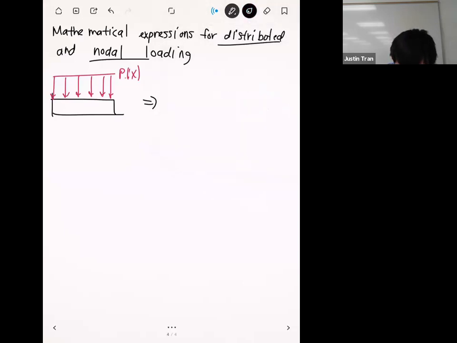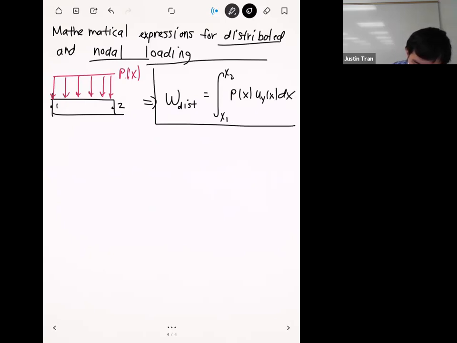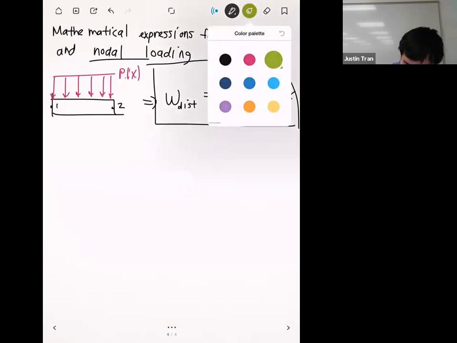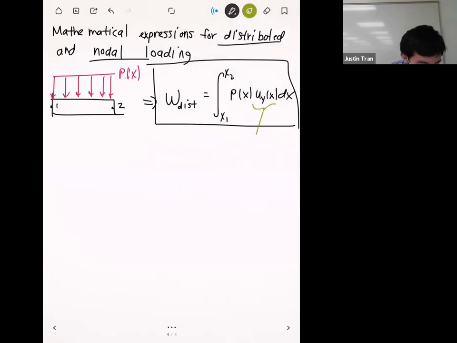The work that this distributed load performs is going to be the integral from x1 to x2, where this is node 1 and this is node 2 on this side, of the distributed load P of X multiplied by the deformation dx. Where P of X here is our distributed loading, and this y of X right here is the transverse deformation.